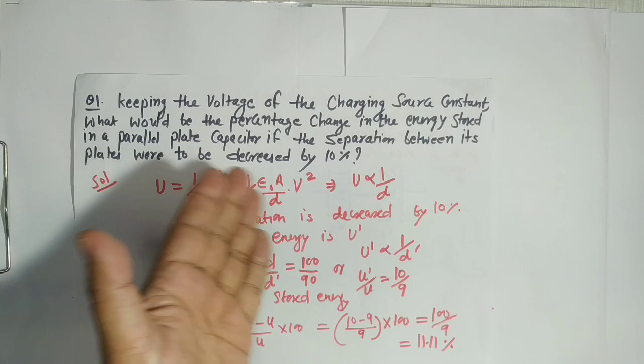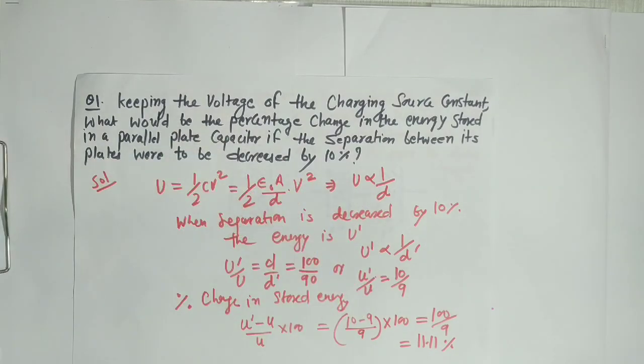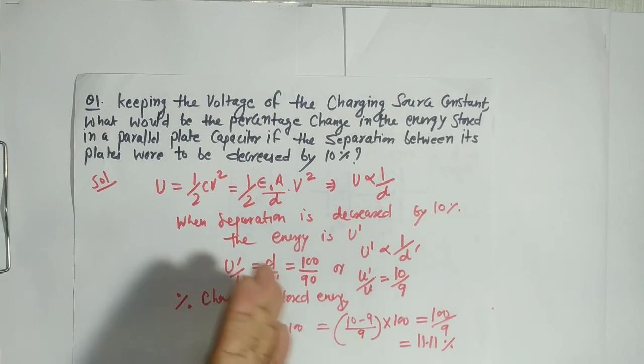There is a simple relation between U and D, and the rest of the things are constant. The distance is decreased by 10%, so certainly the energy stored is increased by 11.11%. Okay, so this is the first question.